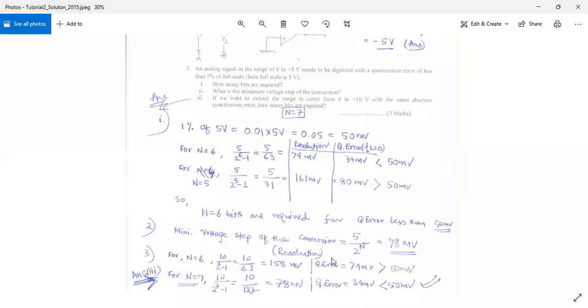Our resolution size, you can see over here, is basically greater than the quantization error. In these two particular cases, you can see our resolution size is always double the quantization error. So we have to ensure that the result that we have is double, okay?